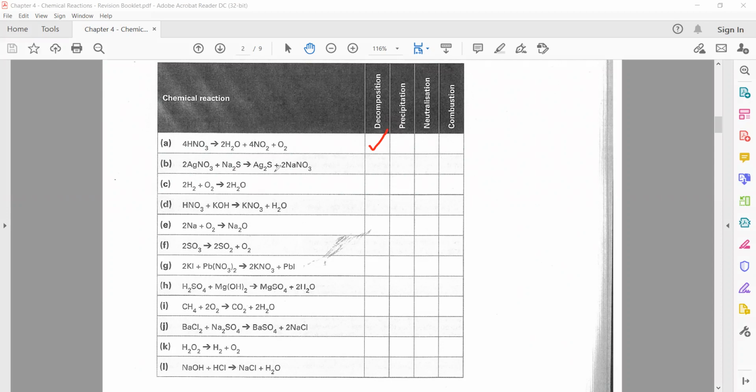The second one's a bit confusing because the states are not there. Let me put the states in and then see if that helps. Okay, I don't know if you guys can see what I'm writing here. Sorry. So if all of the other products and reactants are aqueous and only one of the products is a solid, what type of reaction is that? Yeah, precipitation, excellent, good work. So that's precipitation. What about the third one now?